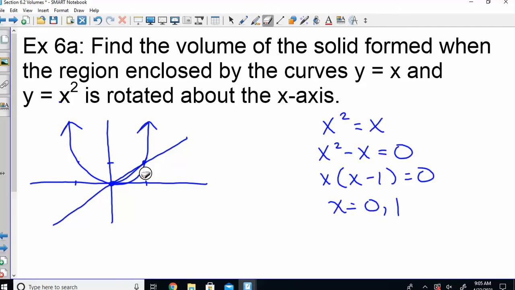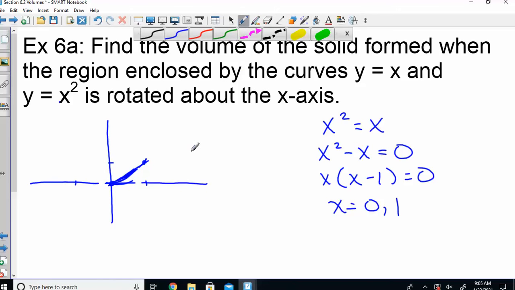Now, all I'm looking at is this little region right here, the intersection, between 0 and 1. So that's all you really have to have in your picture. And if you have more, that's fine, but if you don't, that's okay too. That's the minimum. And then what axis am I rotating that around?